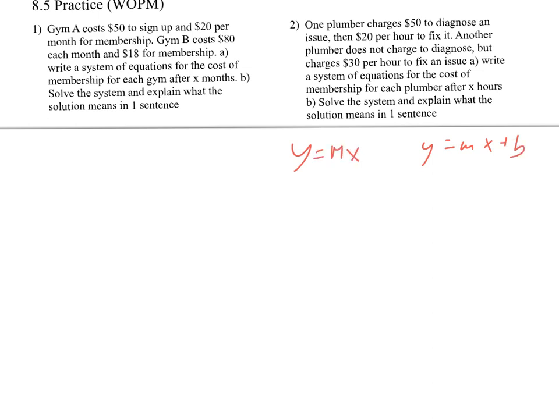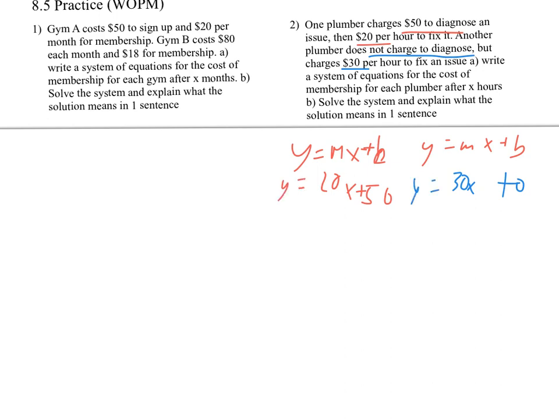And so the b is kind of the initial cost that you just have to pay once. So that's going to be the diagnosis cost. So for this one, it's going to be 50. Now, this one actually does not charge to diagnose. That's actually going to be plus 0. And then the slope is kind of how that changes. So this one's $20 an hour, so that's going to be 20x. And then this one is $30 an hour, so that's going to be 30x. Oh, and I already have the plus sign there. Okay. All right, so those are our two equations.